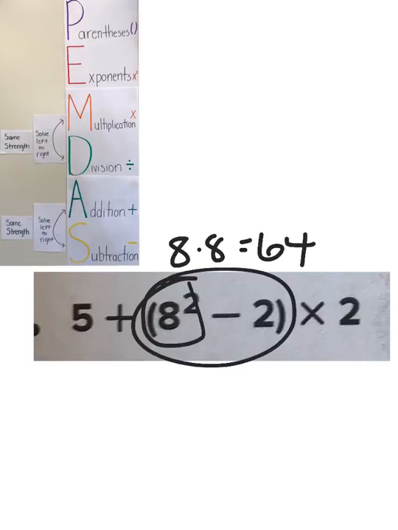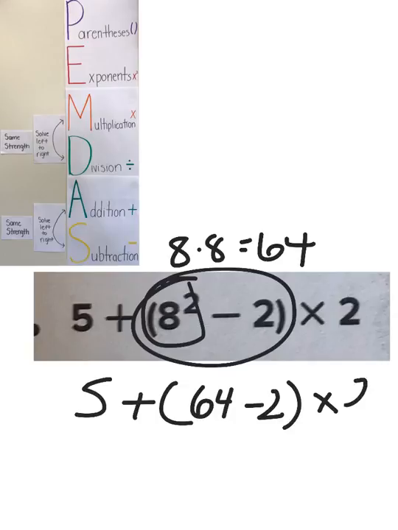Now I'm going to rewrite the whole thing. 5 plus parentheses 64 minus 2 times 2. Next step, run through the whole thing again. Are there parentheses? Yes. Do I need to do those first? Yes. So 64 minus 2 is 62. So rewriting it, I got 5 plus 62 times 2.